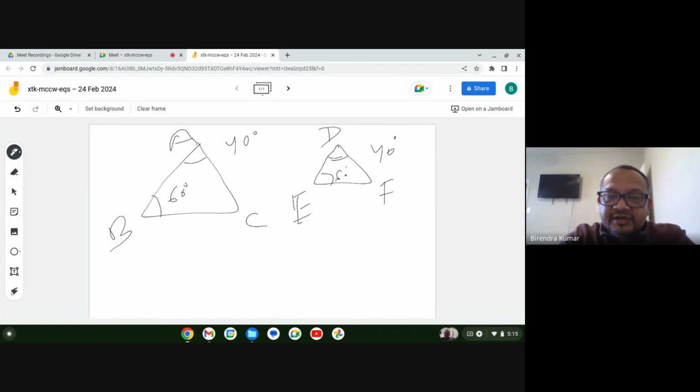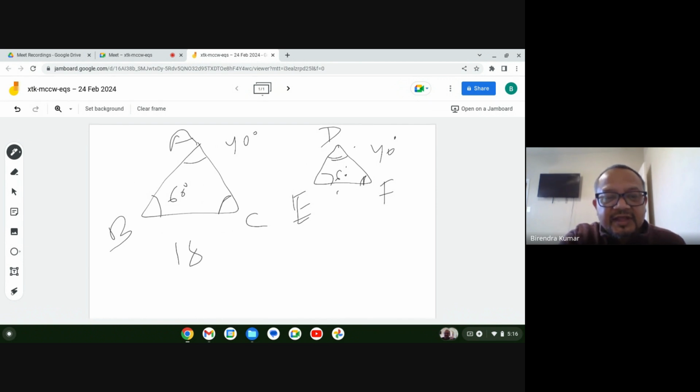Now, for the two triangles to be similar, the third angle also has to match, meaning there should be one matching corresponding angle in the second triangle also. Now, if you have 40 and 60 here, and here also you have 40, 60, will the third angle match between the two triangles? Yeah, it will, right?